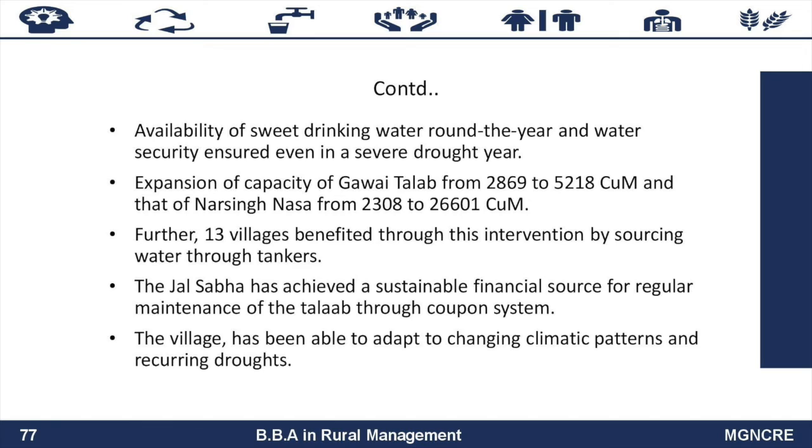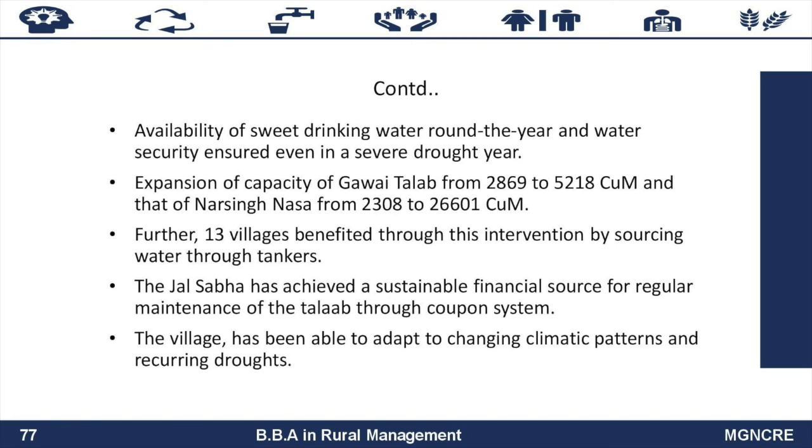The Jal Sabha has achieved a sustainable financial source for regular maintenance of the talab through the coupon system. The village has been able to adapt to changing climatic patterns and recurring droughts.